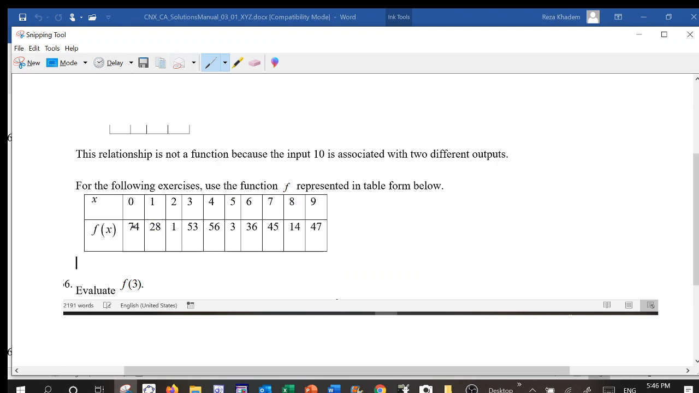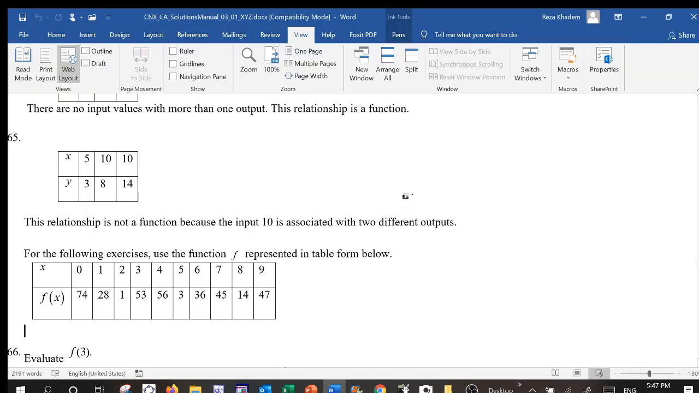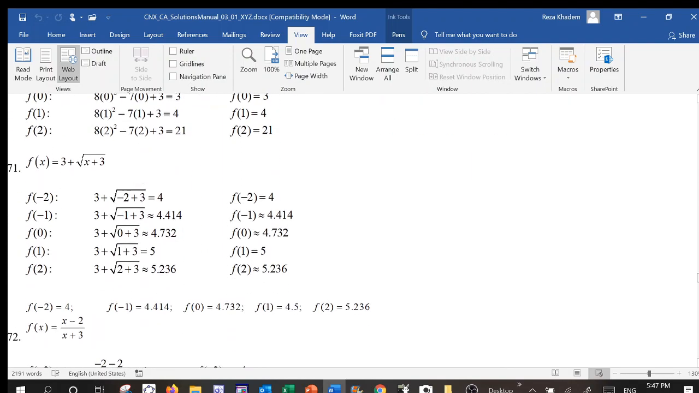So we are given a function in the form of a table, right? And it says, what's f of 3? Well, we go to 3 here. F of 3 is what? 53. So that's 53. All right, and let's do one more, and that is number, let's see, 74.